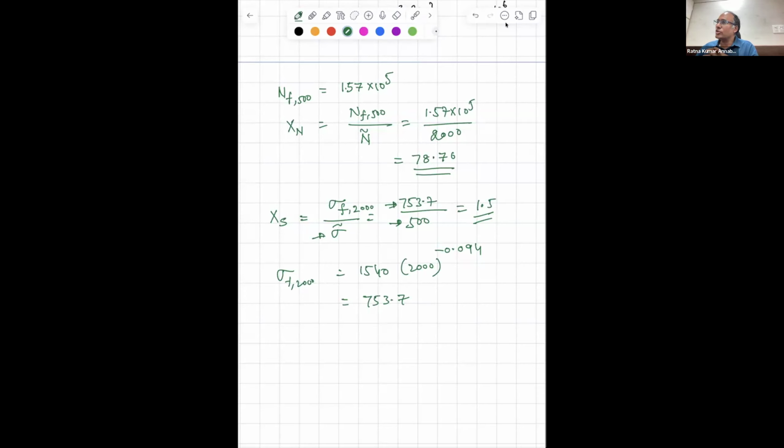Correct? So in the next week, what we will look at is what happens if the mean stress is non-zero. That means the loading is either repeated loading or fluctuating loading. How do we go about solving that problem? That is something that we will look at in the next class. Is that clear? Okay.